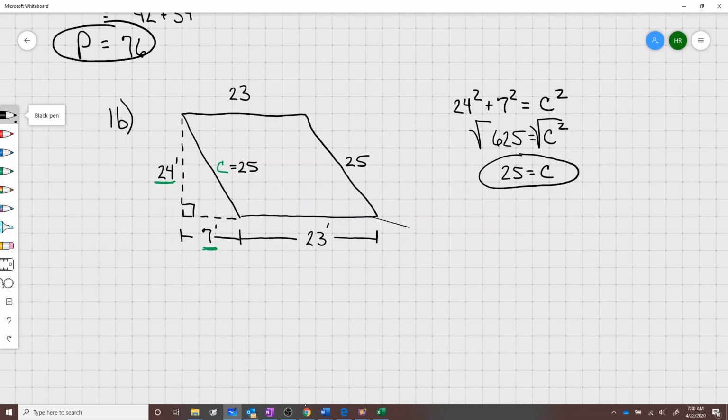So we're going to do the perimeter first. The perimeter of this shape is going to be equal to 2 of the 25s plus 2 of the 23s. So that's going to give us 50 plus 46. So the perimeter of this parallelogram is going to be equal to 96 feet.